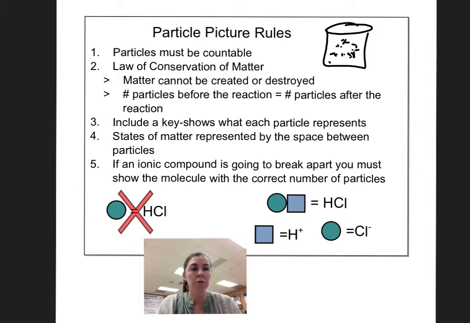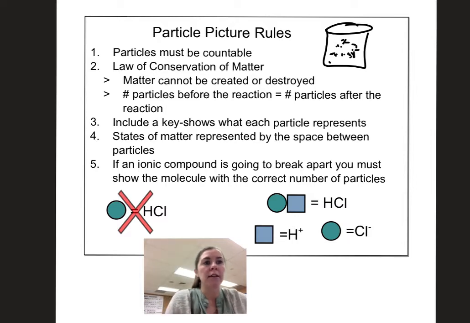And so I just have some rules for you when we're drawing particle pictures. The first thing, particles must be countable. And I'm a pretty lazy person. I don't really want to count more than 10 to 15 particles in one picture. So something like this, not countable. Like, is that line 1 particle? Is it 5 particles? Right? I don't want to count that. You don't want to count that. So we want to make sure the particles are easy to see and they're countable.